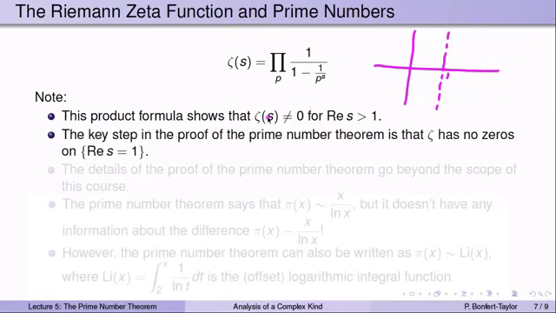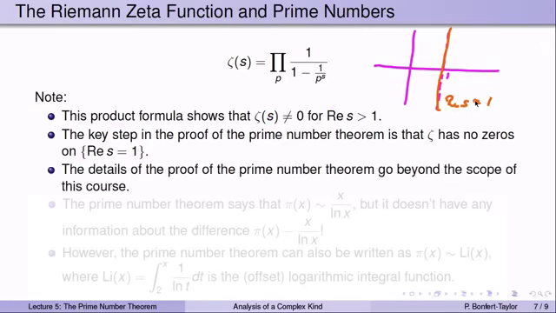Now the key step in the proof of the prime number theorem is to show that zeta has no zeros on this line, where the real part of s is equal to 1. The details of that proof go beyond the scope of this course. However, that is the main step. Once that is established, the prime number theorem follows.